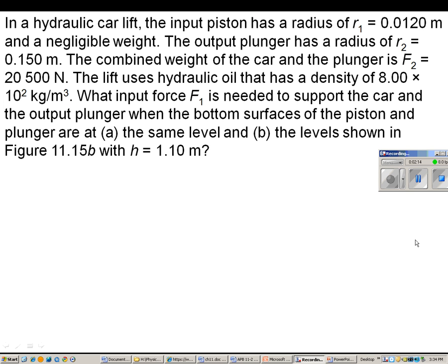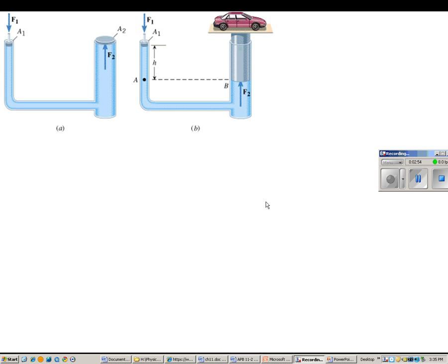So we have this practice problem that says that in a hydraulic car lift, the input piston has a radius of 0.012 meters and a negligible weight. The output plunger has a radius of 0.15 meters. The combined weight of the car and the plunger is 20,500 newtons. The lift uses hydraulic oil that has a density of 800 kilograms per meter cubed. What input force, F1, is needed to support the car and the output plunger when the bottom surfaces of the piston and the plunger are at the same level, and for B, the level shown in figure 11.15b with h equaling 1 meter. So what we have here is this picture.